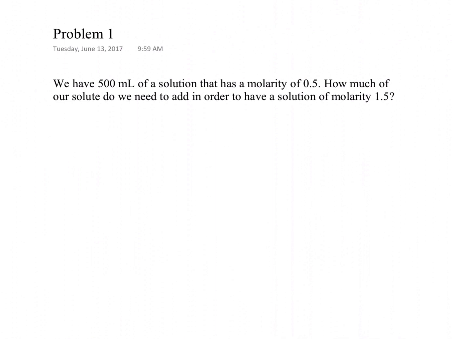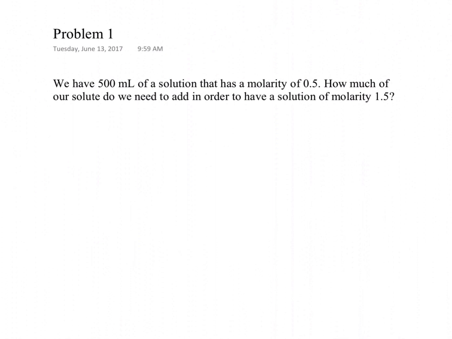Today we're going to be talking about dilution. So in our first problem, we are told that we have 500 milliliters of a solution with a molarity of 0.5. And we want to know how much of the solute we need to add to our solution in order for it to have a molarity of 1.5.